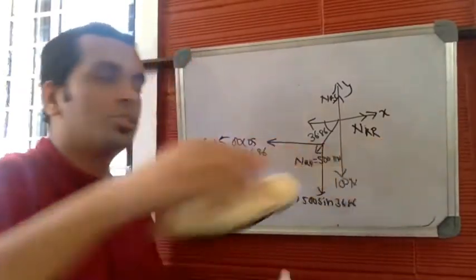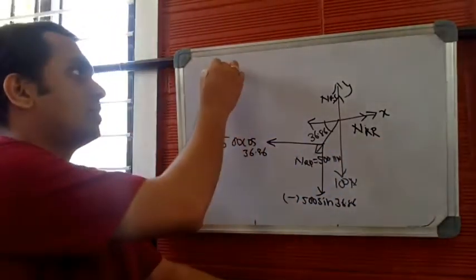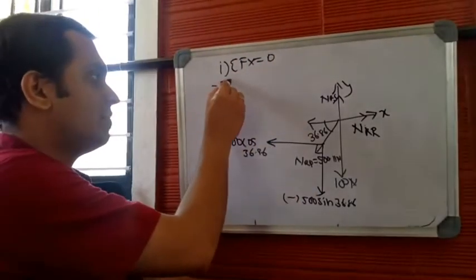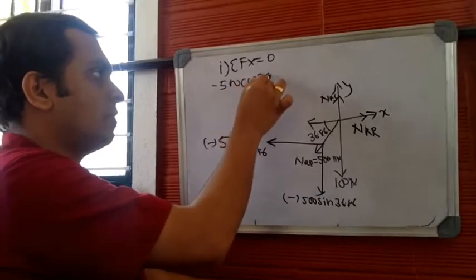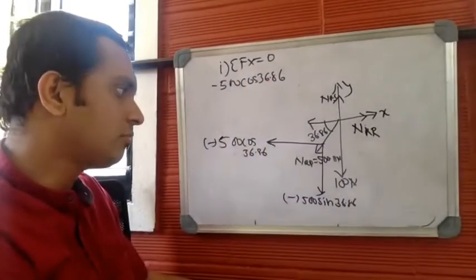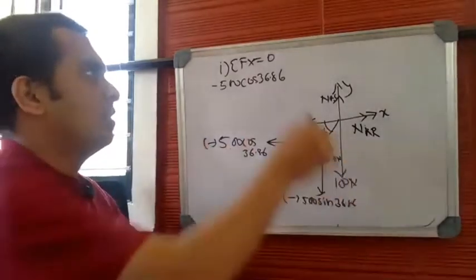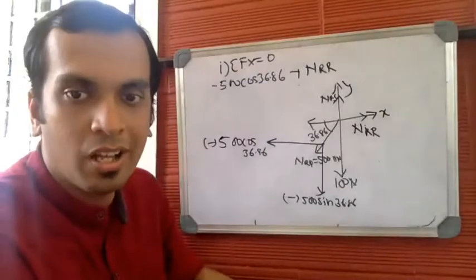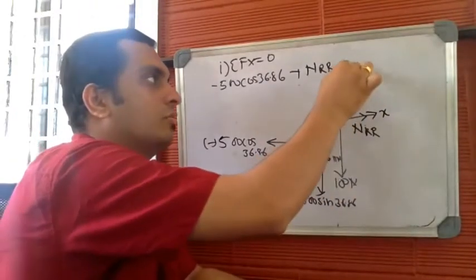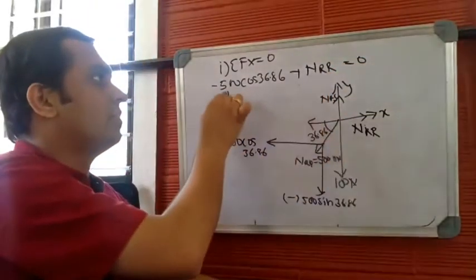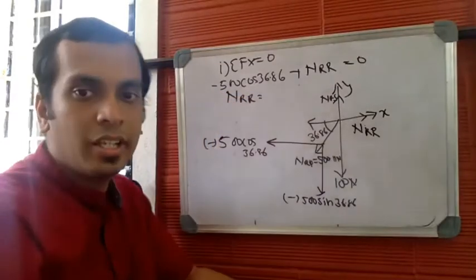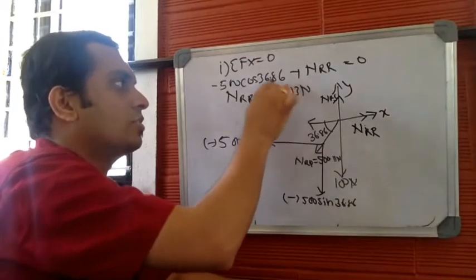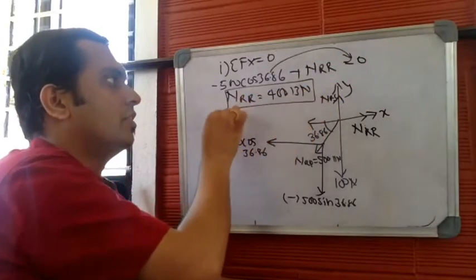You cannot apply Lami's theorem because you have totally 4 forces. The first condition is summation of Fx equal to 0, which is minus 500 cos 36.86, this is the force, plus NRR, normal reaction about R, is equal to 0. So straight away get the value of NRR. Normal reaction about R will be 400.13. Just take it to the other side and get the value of NRR.